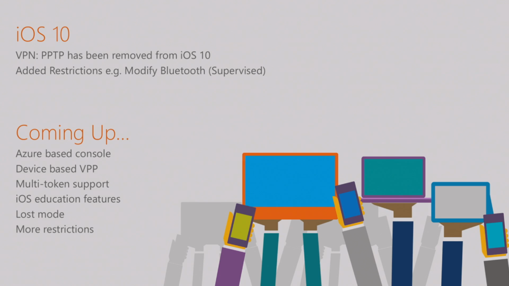Coming up, you've seen a whole lot of UI at this conference and announcements around our Azure-based console. With that console, two of the biggest asks have been device-based VPP with Intune and multi-token support. And you will get them with our Azure-based console. That's one that we've heard a lot of people talking about. There's also iOS education features that we are working on, which Apple released some of recently, and things around being able to set lost mode, find device location, and even more restrictions.